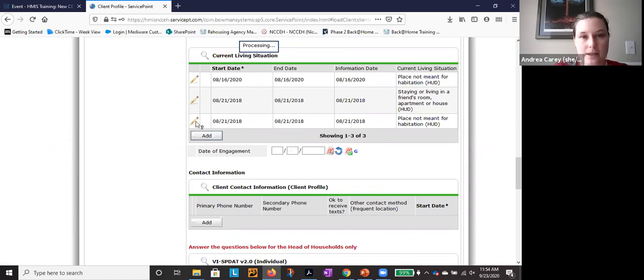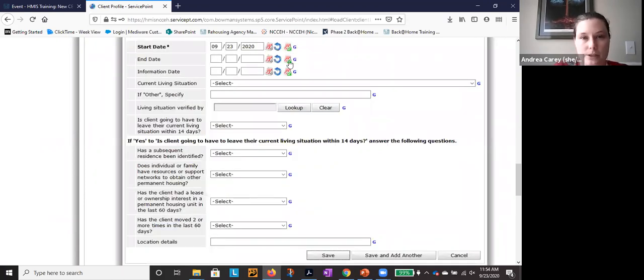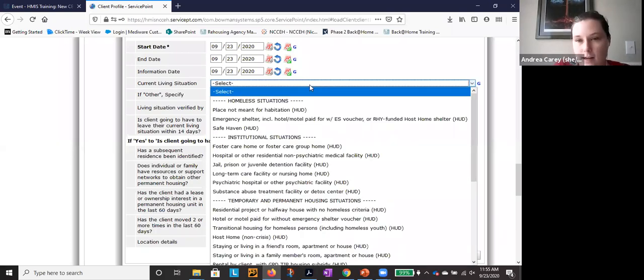And from here, we can kind of close it out. We're just putting this information in for today. This was our observation, our interaction with the client today. So I'm going to use the same date for end date or information date. And then here we go, current living situation. This is divided again by those categories. You know exactly when those follow-up questions apply.